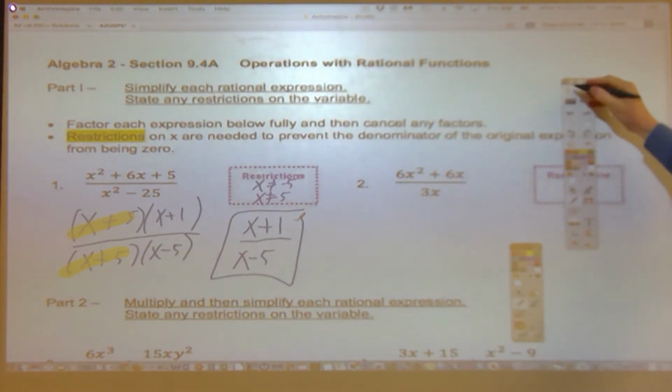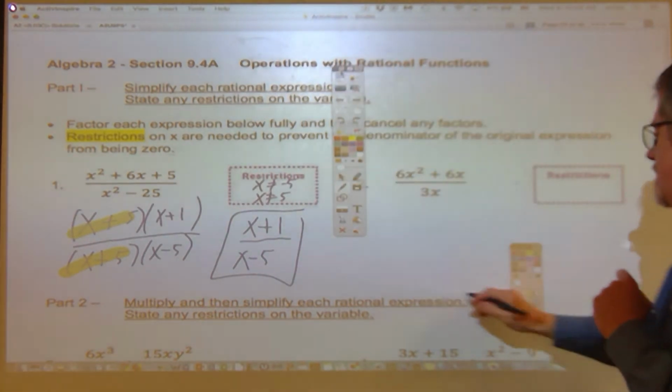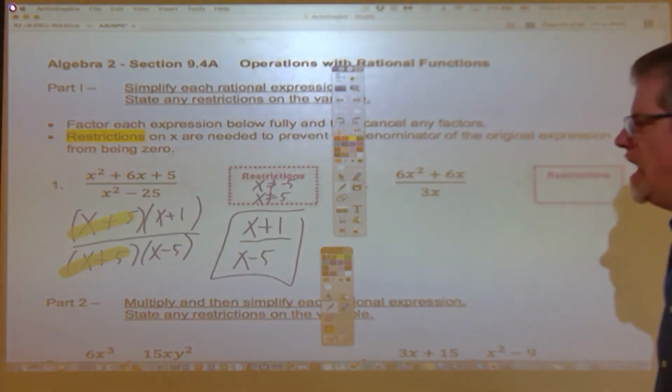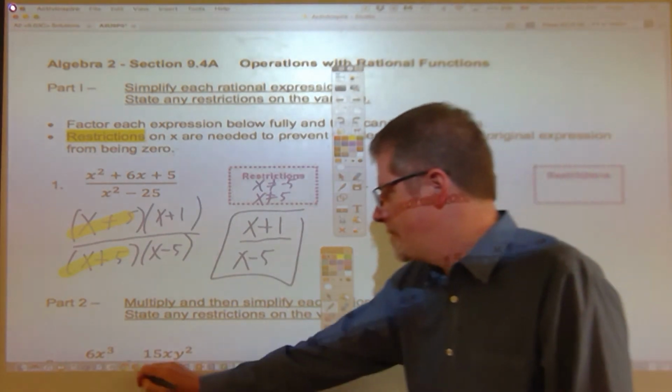Simplify and list restrictions. Would you please attempt problem 2 on your own? Try to simplify the expression by factoring and canceling. List any restrictions in the box.